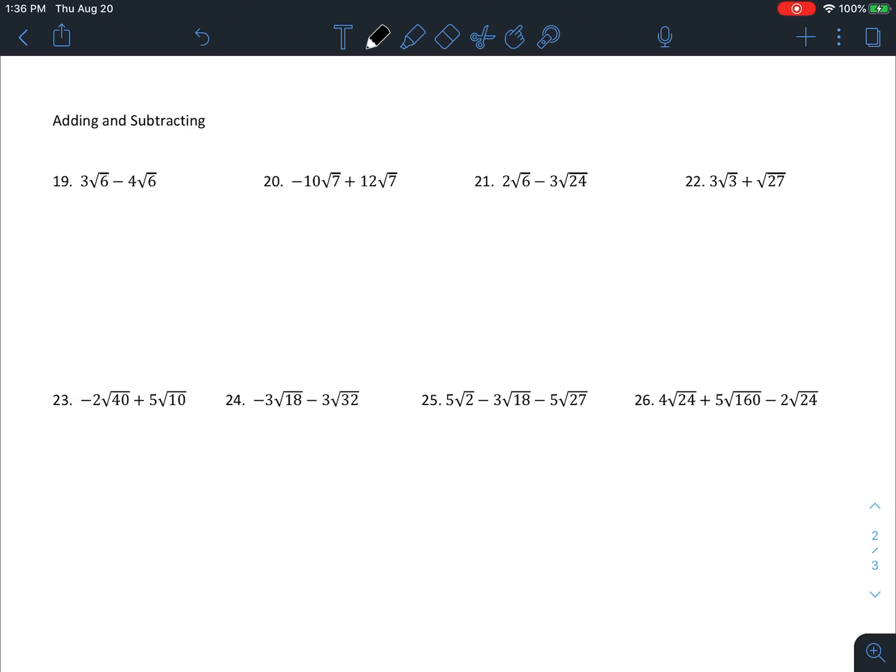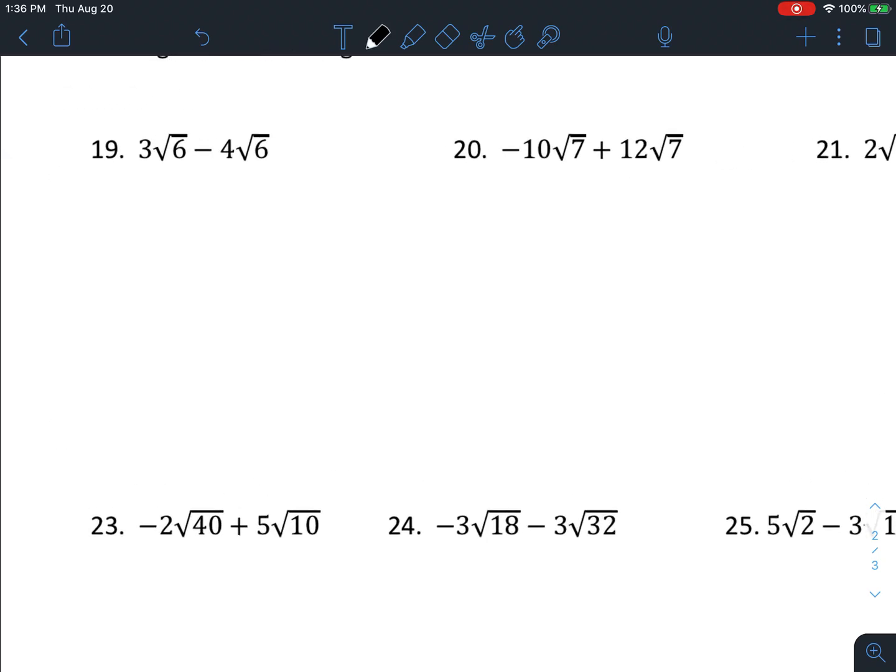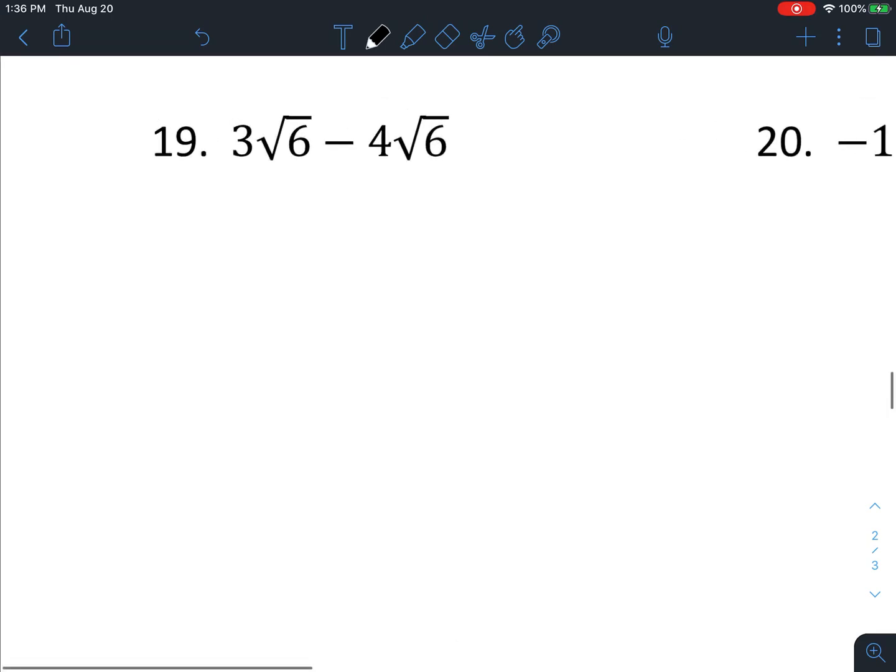Today's topic is staying with radicals. We're doing adding and subtracting radicals. Again, this topic may or may not have been covered in Algebra 1, so if you're having trouble, please stop in at our Zoom and we can help you out. All right, we're going to look at number 19 to start off with.